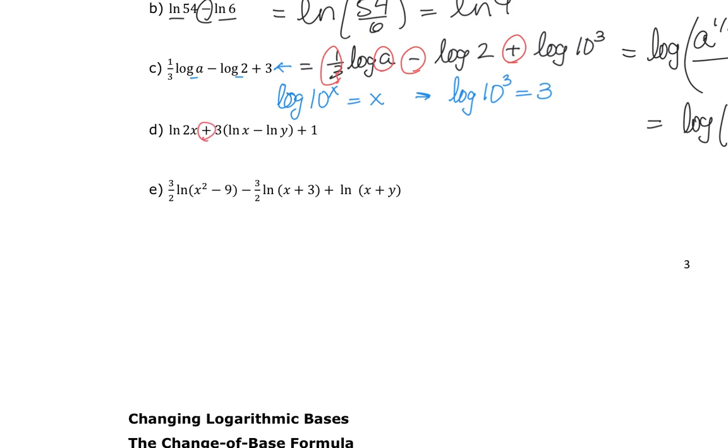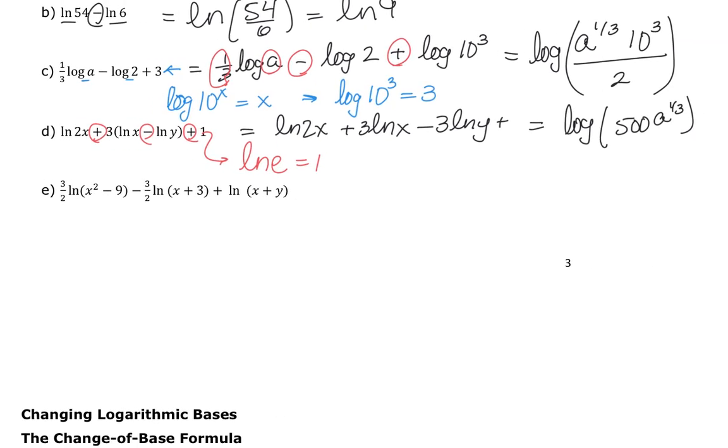Anything with a plus goes in the numerator, anything with a minus goes in the denominator. Ooh, and I'm going to take this 1, I'm going to rewrite this as the natural log of e, which is equal to 1. So I'm going to rewrite this as the natural log of 2x plus 3 the natural log of x, minus 3 the natural log of y, plus the natural log of e. I'm just going to erase this.